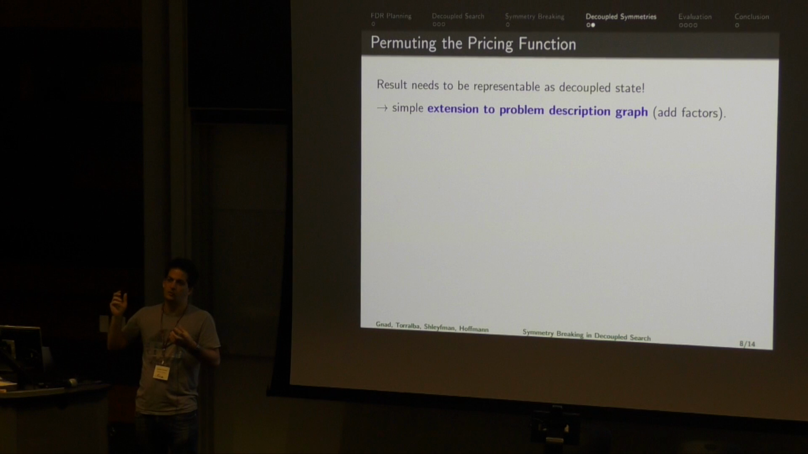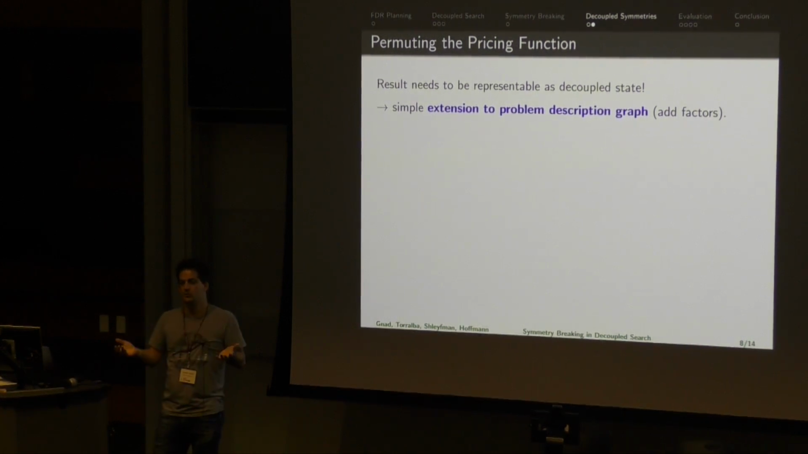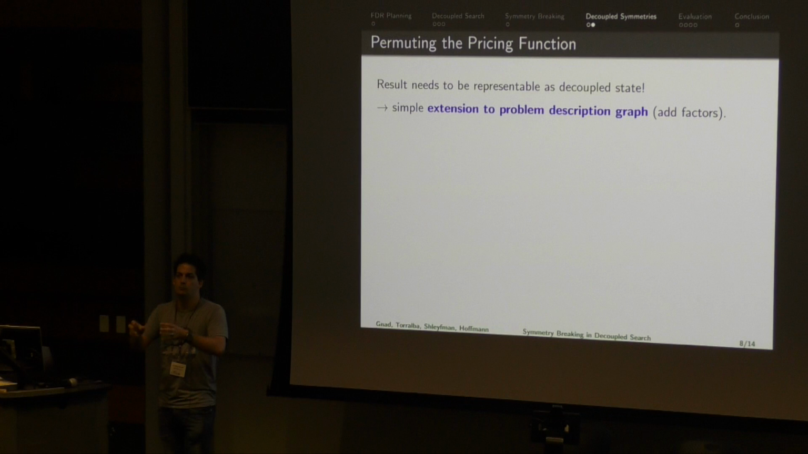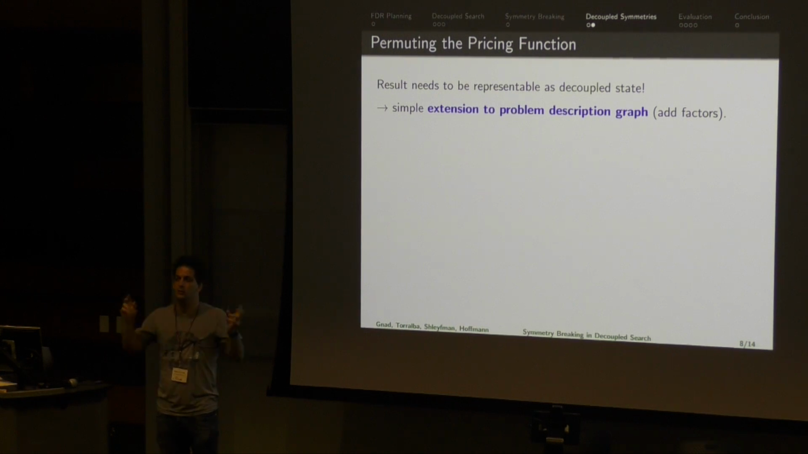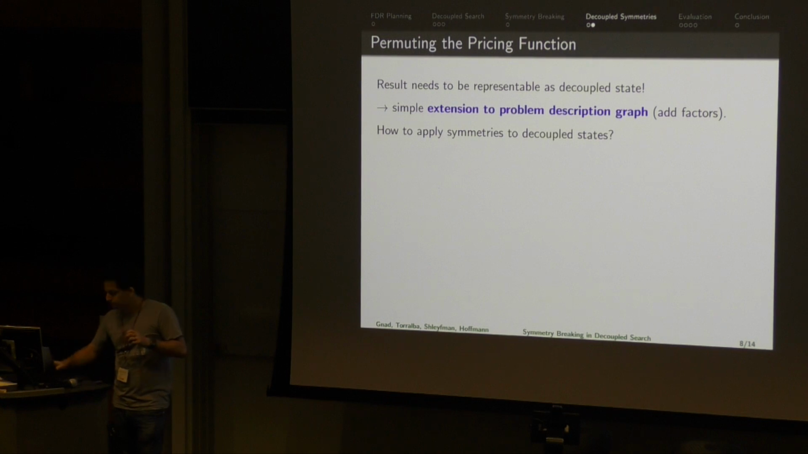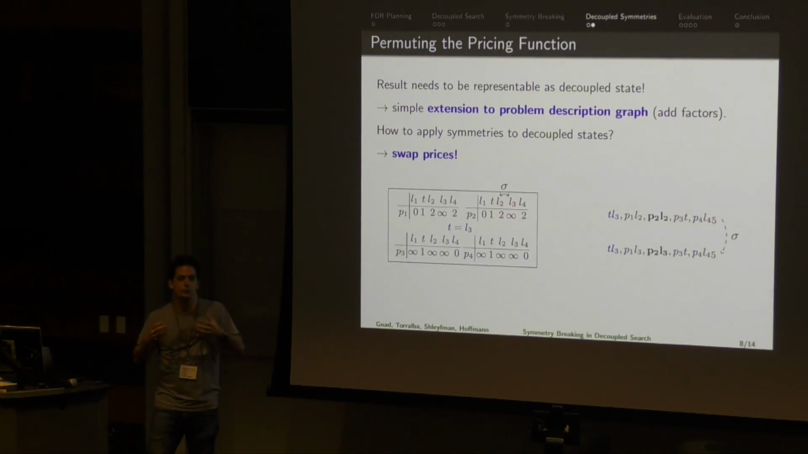So the solution is actually quite straightforward, because given the problem description graph that we have anyway, we just encode our factoring, so our decomposition that we are currently using, into the problem description graph. We do that by simply adding a node for each of our factors, so for the center and for each of the leaves, and we attach all variables that are in this factor to this factor node. This guarantees us that all symmetries that we find on this modified problem description graph will also not violate the structure of our decoupled state.